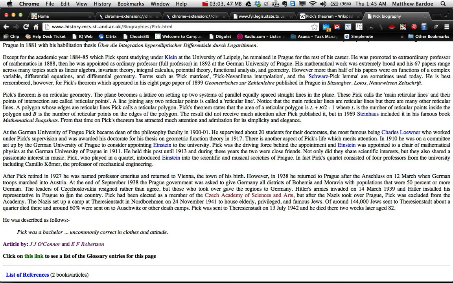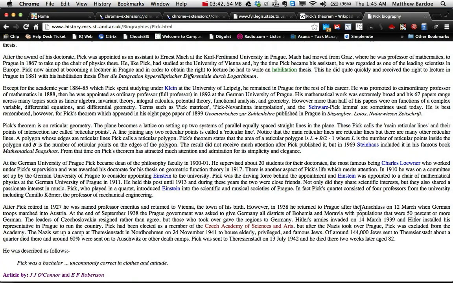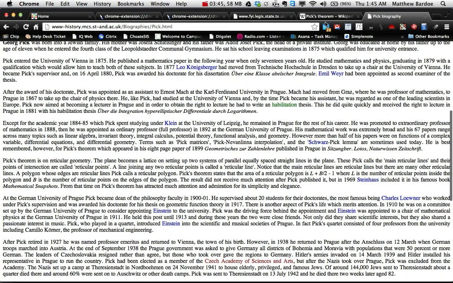And then the last thing that's sort of interesting is that Pick lived during the time of World War II, and his life actually ended. He moved to Austria at one point, and then Austria became a part of Germany. And when that happened, because Pick was a Jew, he moved back to Prague. But then Prague was eventually invaded by the Nazis as well, and Pick was sent to a concentration camp where he died at the age of 82. So kind of some interesting history there, and a very simple formula.